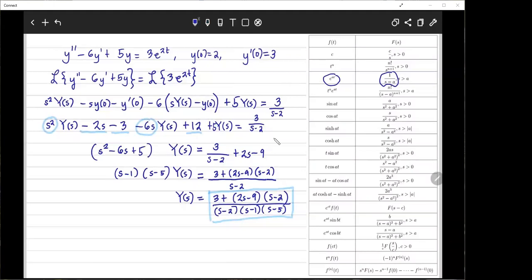Okay, so without actually expanding, check muna natin yung degree ng ating numerator at denominator. Degree of the numerator is 2. Degree of the denominator is 3. So mas maliit, so we can now proceed with the partial fractions. Okay, I'm gonna do that on the next page, since hindi nakasya dito.